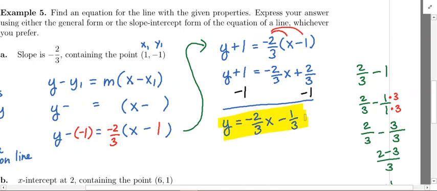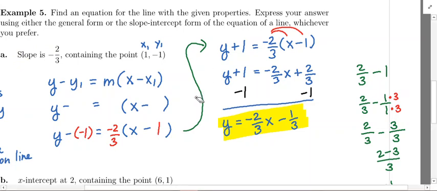The answer has been converted to slope-intercept form, y equals mx plus b. Even though we've written it in this format, notice the slope of the line is negative 2/3. That's what it's supposed to be. If you had worked this problem and you ended up with a slope that wasn't negative 2/3, you did something wrong.